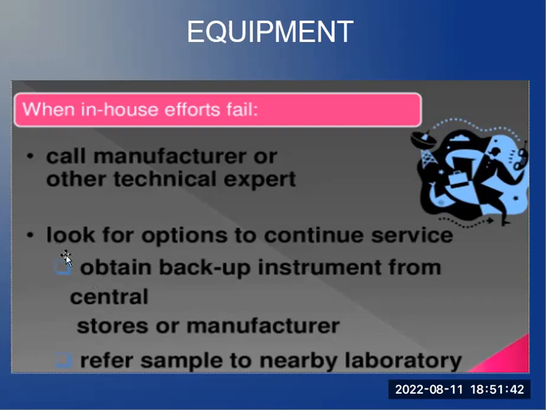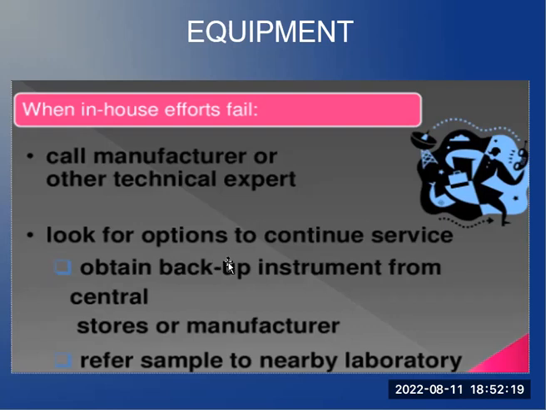Then look for options to continue services. Like you need to have a backup machine. Usually nowadays in the laboratory they have backup. So if there are two machines, for example in clinical microscopy, the other one should be run daily with control also. You need to run the control with the backup machine because if the other one breaks down, then that's the time you can use the other one.